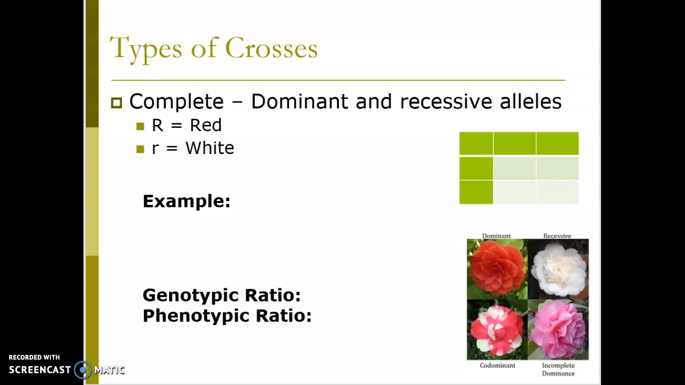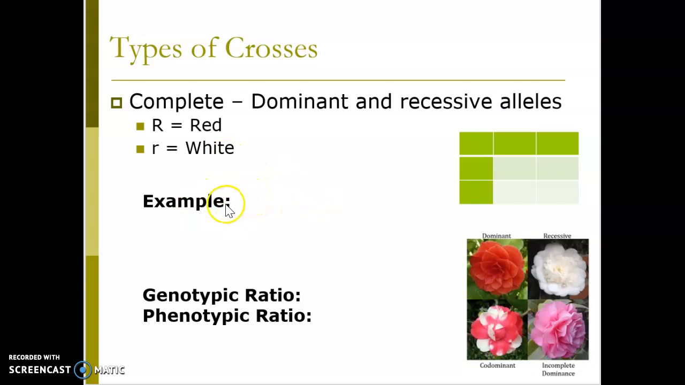So to review and to compare, let's go back and look at our complete dominance crosses that we practiced last time. In complete dominance, the dominant trait covers up the recessive alleles, okay? It's like they're not even there. So you have that dominant, recessive, and nothing in between. In this case, we're going to use big R to represent red flowers, and lowercase r is the recessive gene, which is white flowers.